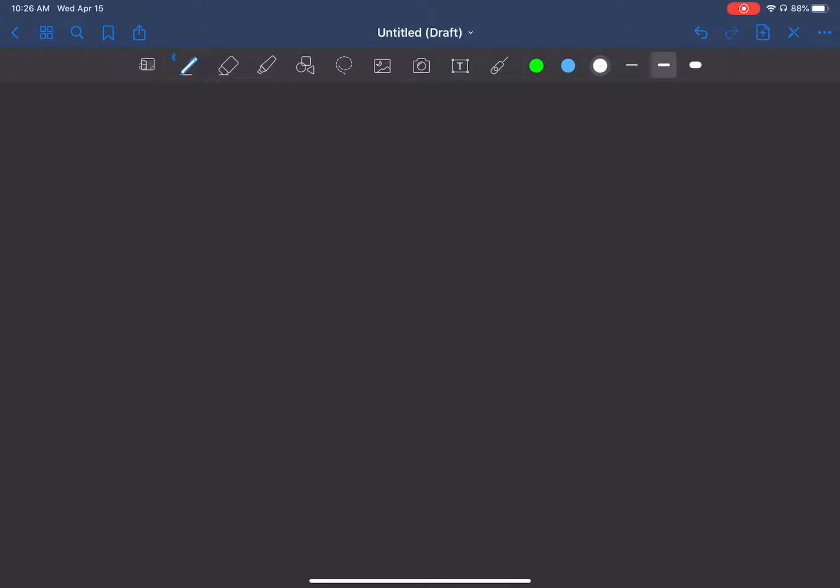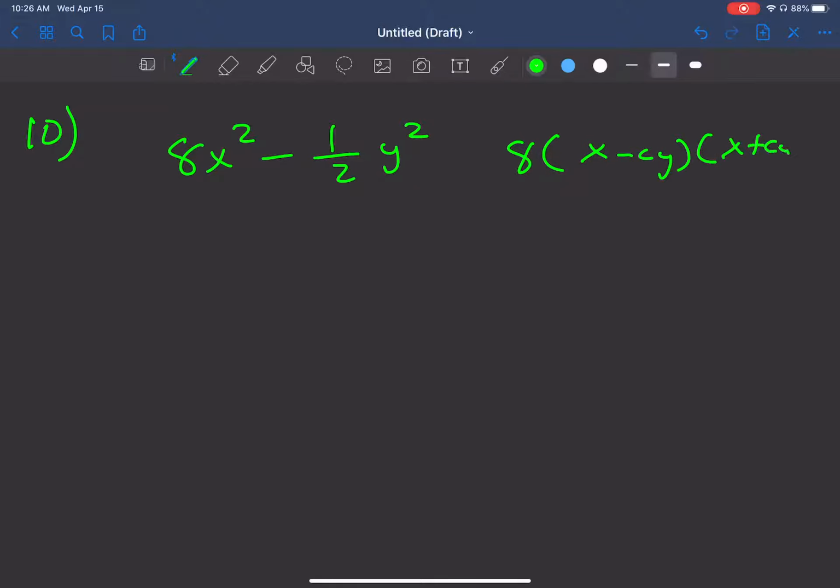Okay, let's look at 10. So 10: the expression 8x squared minus 1/2 y squared can be written in the form of 8 times x minus cy times x plus cy. Okay, so what's the value of c? The c is a positive number, they say.